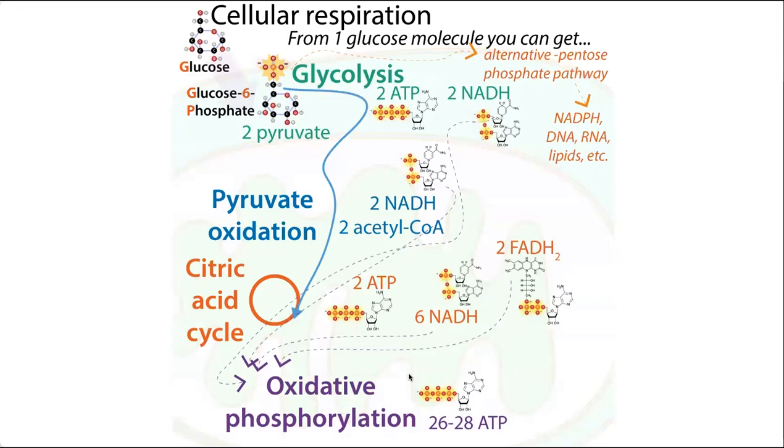Big picture, all of this is happening at the end of the line. Not exactly sure why I have 26 to 28 ATP here, but the numbers you see vary widely.